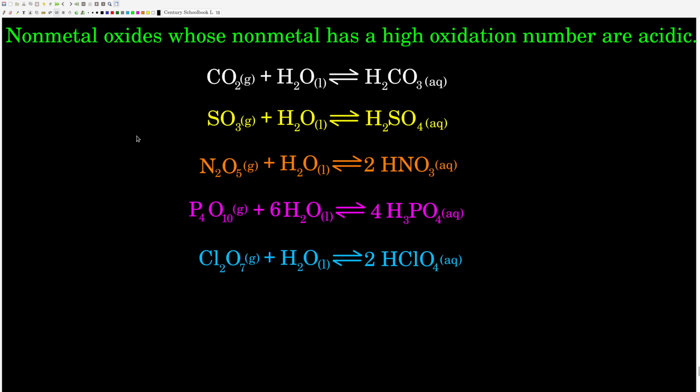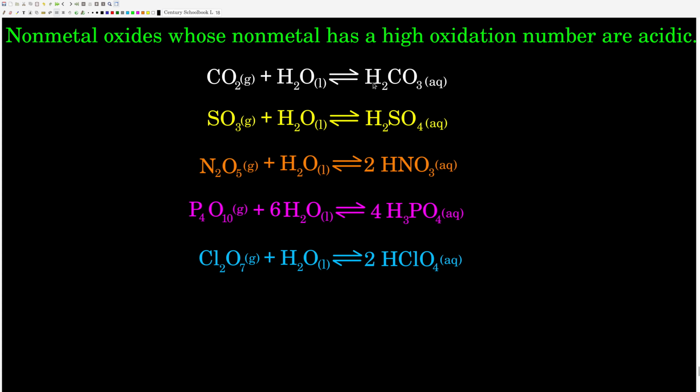The last thing here, guys, non-metal oxides. So carbon dioxide, sulfur trioxide, etc. If the non-metal has a high oxidation number, then solutions of these non-metal oxides will be acidic. And here's how that happens. Carbon dioxide: the oxidation state for carbon here is +4. That's pretty high. It reacts with water and makes carbonic acid, right? An acidic solution results.